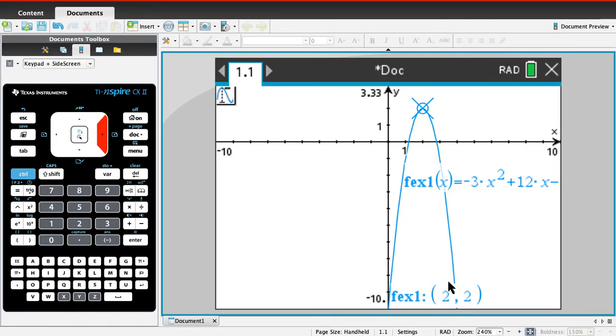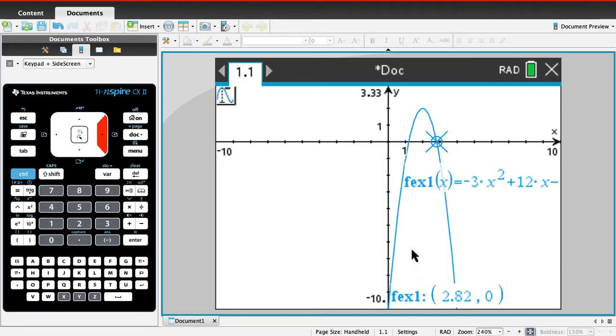X equals 2. That's my axis of symmetry. Keep going. There's my other 0, 2.82. I have everything. Now I can go ahead and look at that domain. I don't see any holes, and it looks like that graph is going to keep going way out there. So I would assume all real numbers.